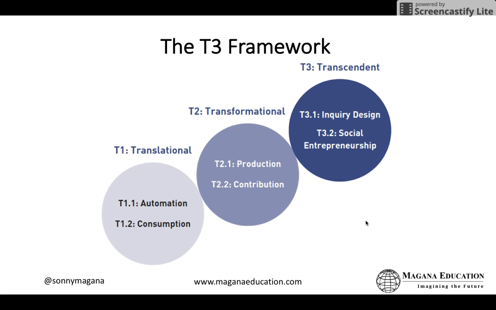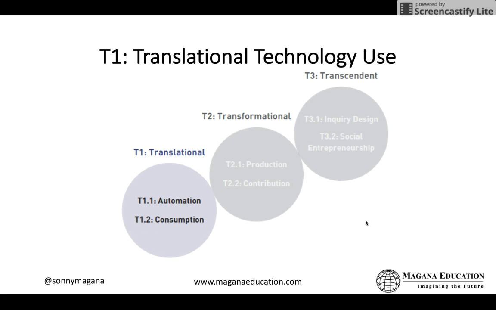It is a hierarchy of how we use technology in education to improve instructional quality and unleash students' limitless learning potential. So let me take you through a few stages. The first stage is the translational stage of technology, which is where we're using technology just to translate from an analog to a digital medium. There are two phases in that stage: the automation phase and the consumption phase.